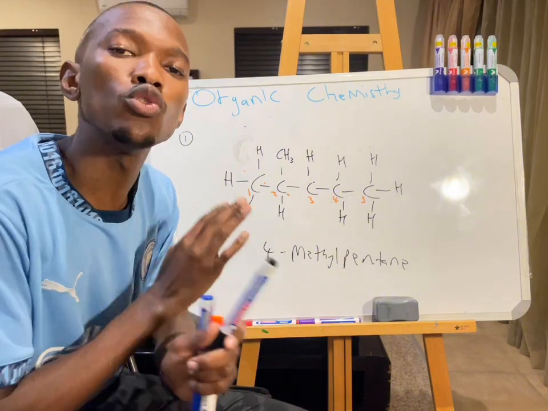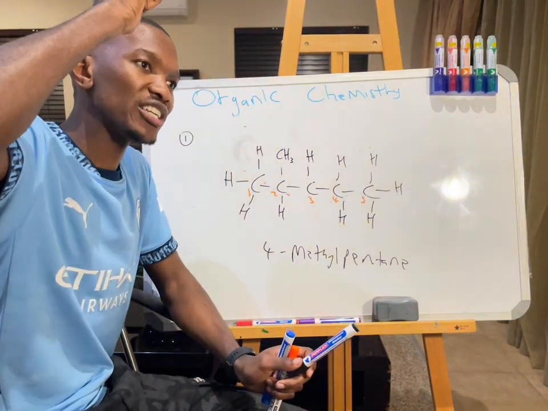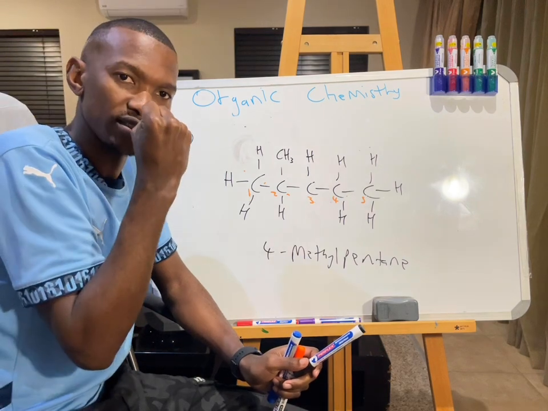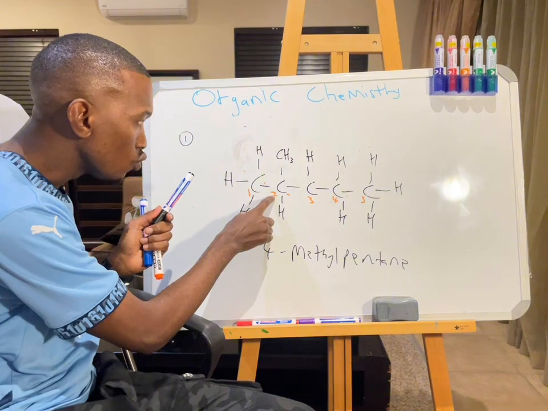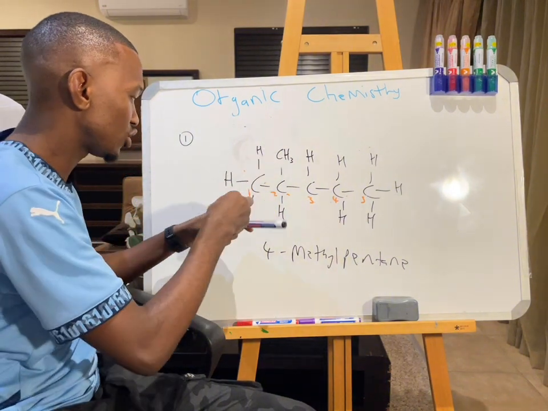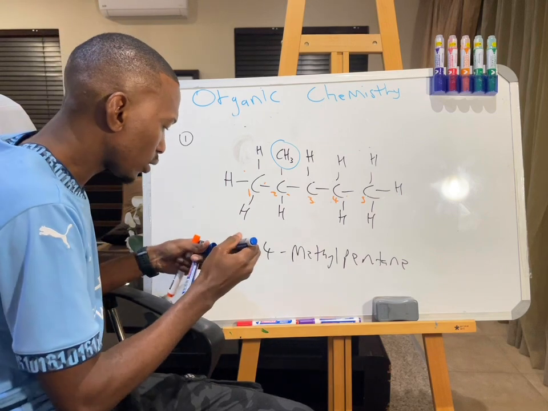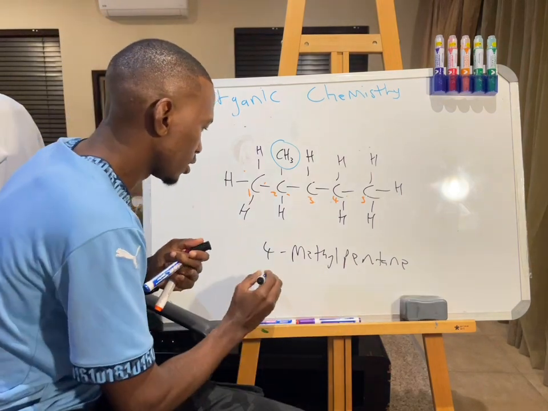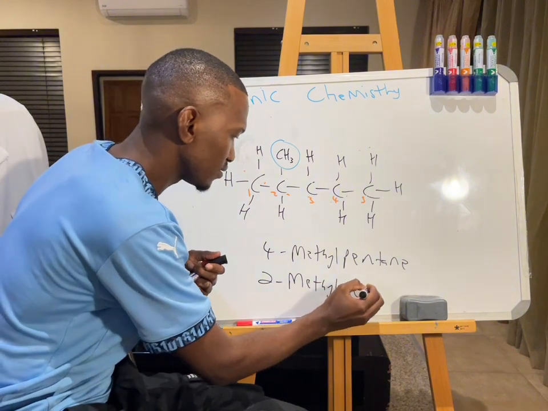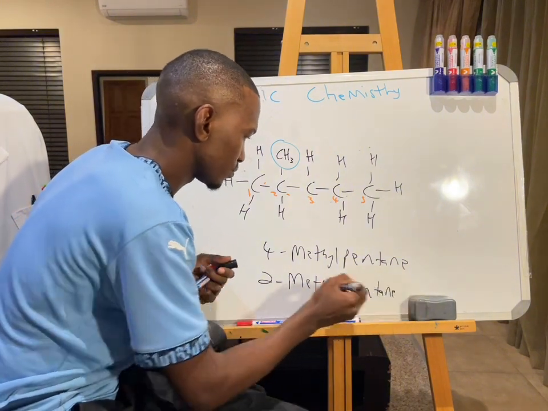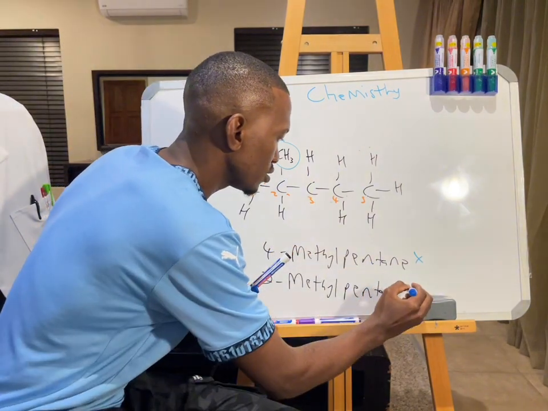Let me tell you something. You are wrong. You know why? Because you need to check the branch. The branch must be to the lowest. We take the lowest substituents, by the way. So it's 1 2. On carbon 2, there is the branch. So this is the correct IUPAC name: 2-methyl pentane. This is wrong. This is correct.